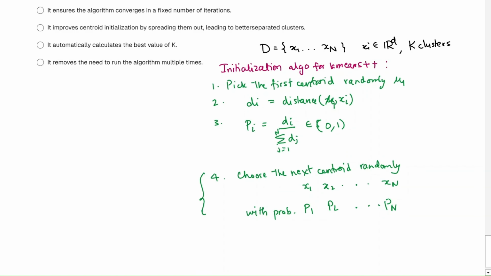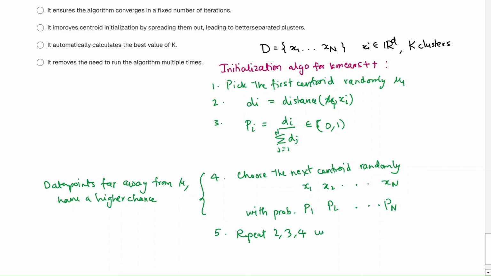So what does this mean? This means that the data points which are far away from mu will have a higher chance of being selected as the next centroid. Now after this, you just repeat steps 2, 3 and 4 until all centroids are chosen. This is the initialization algorithm for k-means plus plus.